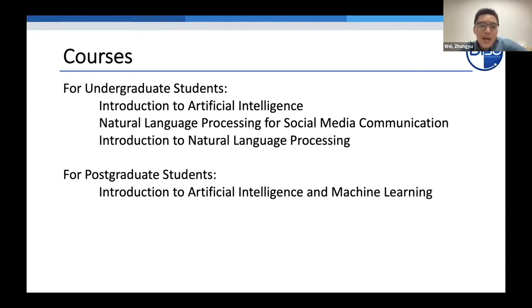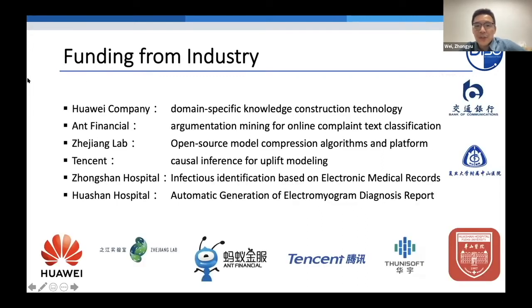For our lab, introducing our technology via courses is an important channel. And we also obtain some funding from industry. In the past 5 years, we got funding from Huawei, a financial company, and a research institute in Zhejiang province, the Zhejiang Lab. Also, we have collaborations with Tencent and some hospitals. For hospitals, we are trying to do content analysis in electronic medical records for intent identification. And we're also trying to generate reports from some medical images.